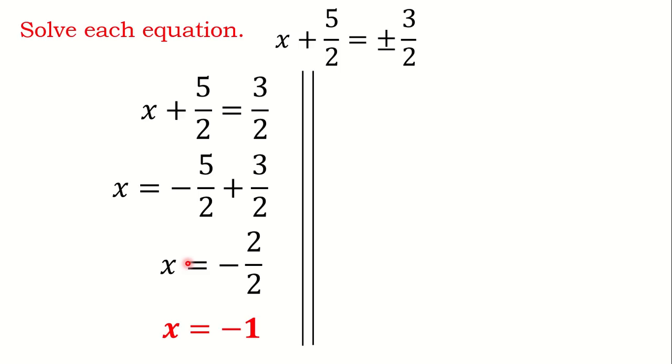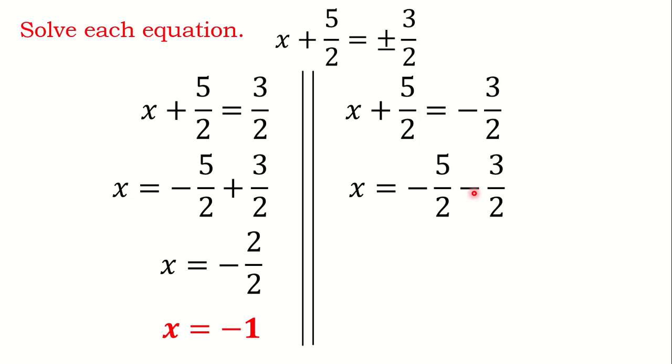Okay, in the other side, we have x plus 5 over 2 is equal to negative 3 over 2. So, lipat natin si 5 over 2 sa right side. And it will become negative 5 over 2 minus 3 over 2. Then, add natin. Negative 5 minus 3 is negative 8 over 2. And negative 8 over 2, your x is negative 4.